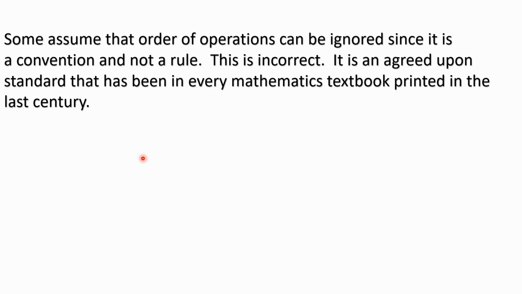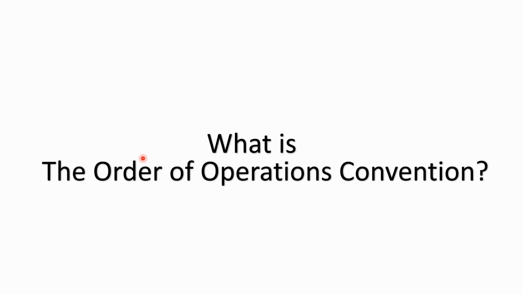And some just assume that the order of operations can be ignored since it's a convention and not a rule, which again, that's incorrect. It's an agreed upon standard that's been in every mathematics textbook printed in the last century, and even before that. It goes way back. What is a convention?